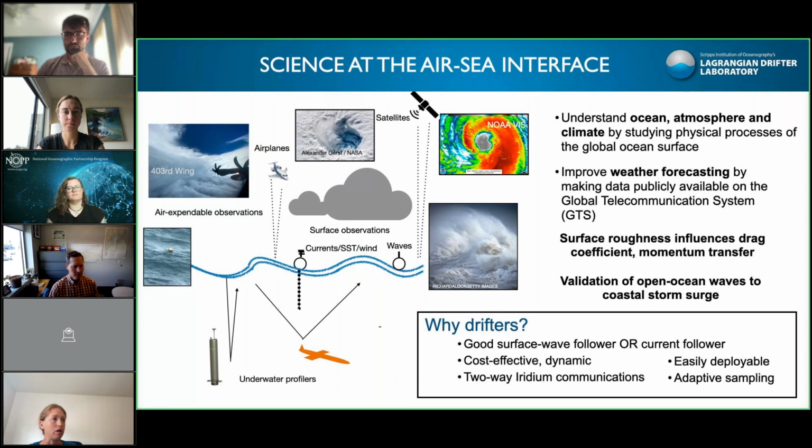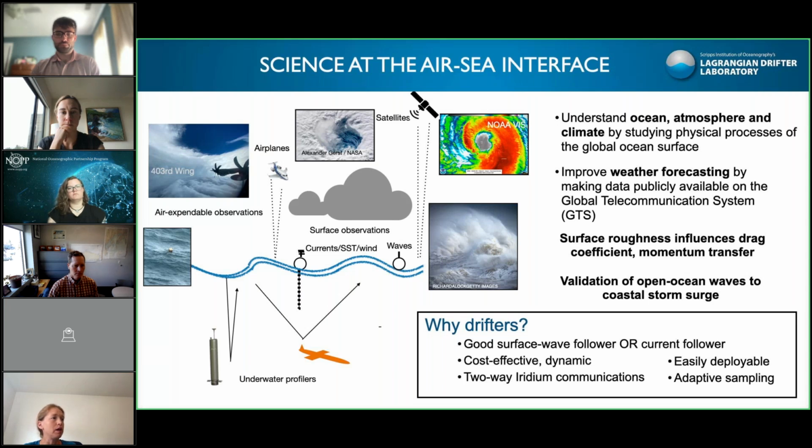And for our drifters here at Scripps, we use two-way Iridium communications, which allows us to change the sampling rate as we go. So if there's no storm, we can put it into a low power mode. If we see a storm coming, we can up the sampling rate to 30 minutes and have this adaptive sampling going on.